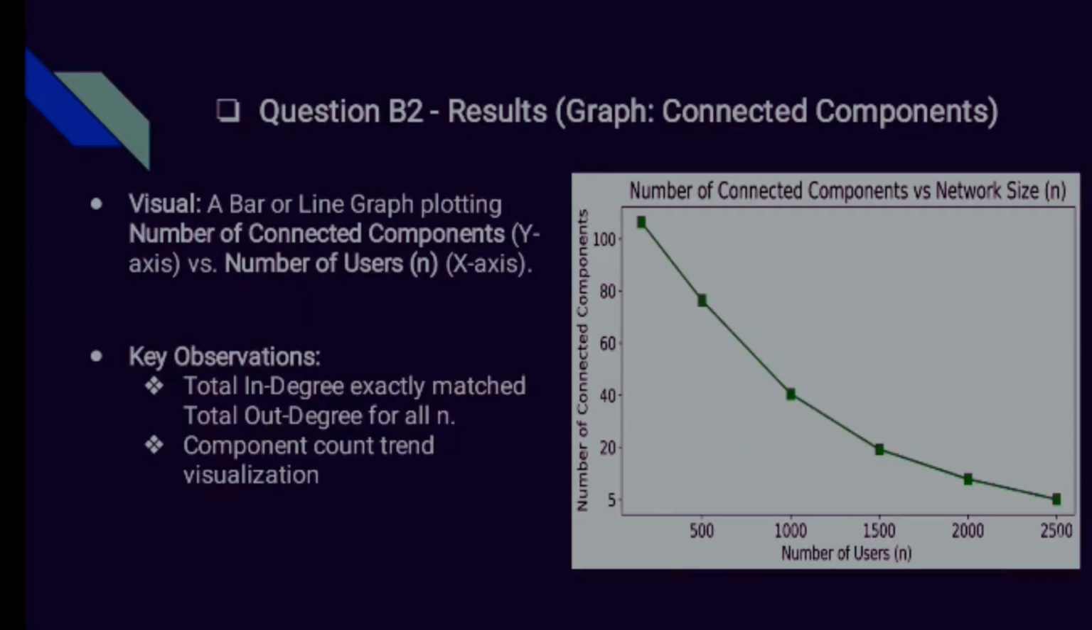Now, this graph shows the number of connected components versus the number of users. As the number of users increases, the number of connected components decreases. This means the network becomes more connected as it grows. Also, total in-degree and out-degree are equal for all cases.